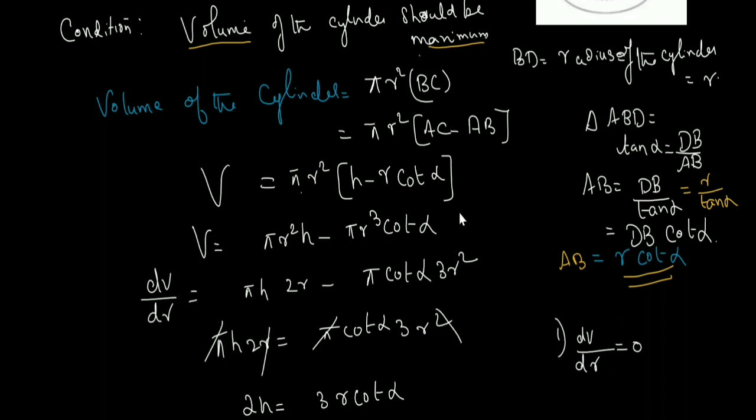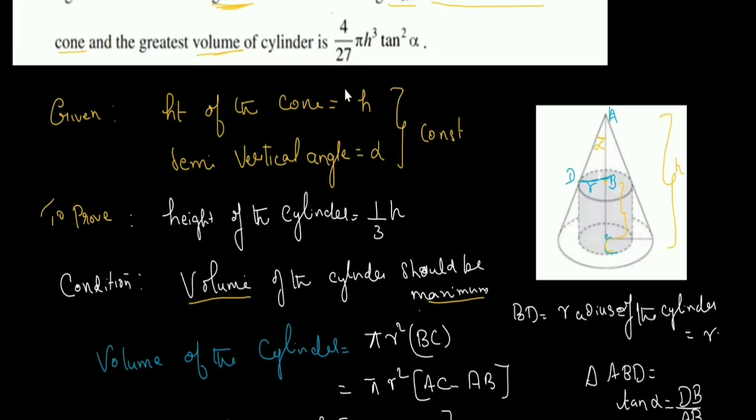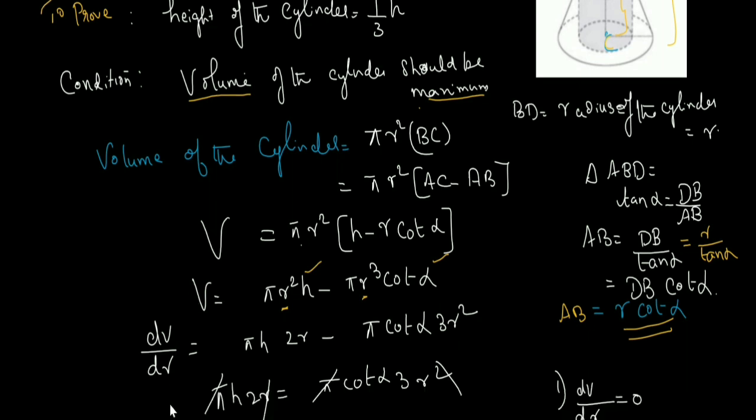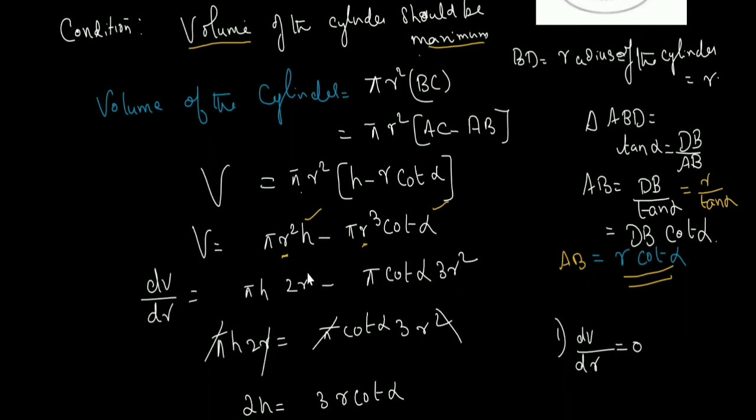Now we have to differentiate the function. So we got the volume. There is only one variable here, that is R. R is the variable because h and alpha are constants, since they are given. h is given, alpha is already given. So these two are constants. So we have to differentiate this volume with respect to R. Pi and h are constants. R square differentiation is 2R.